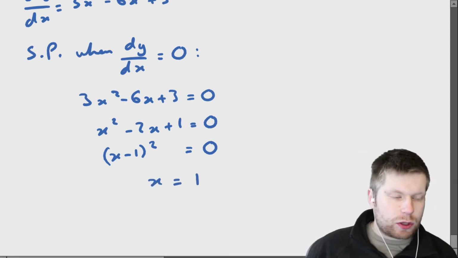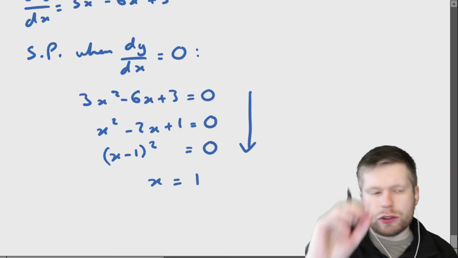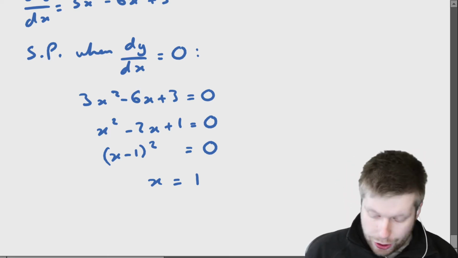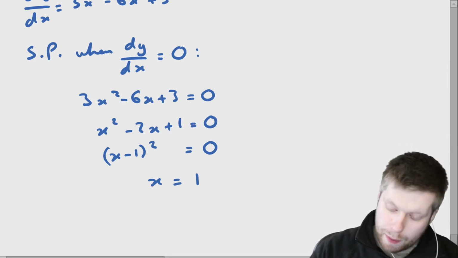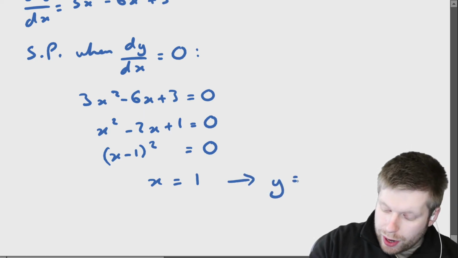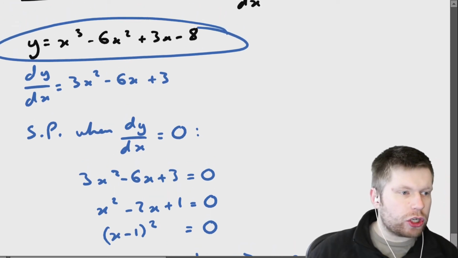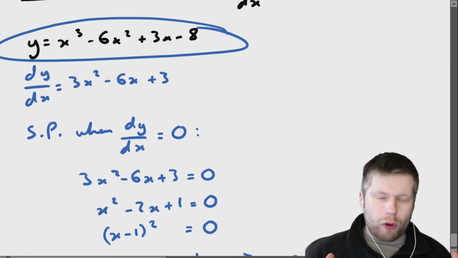So that's the x coordinate of my stationary point. By the way, if you're a bit rusty on solving quadratics, there are loads of videos on my channel which you can go and have a look at to revise. So x is equal to 1, but I need a y coordinate. To find it, all I need to do is stick x equals 1 into my original function, which says, you give me an x value, I'll find you the corresponding y value of that point.